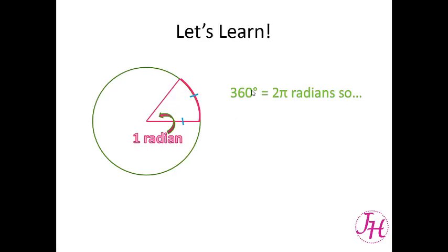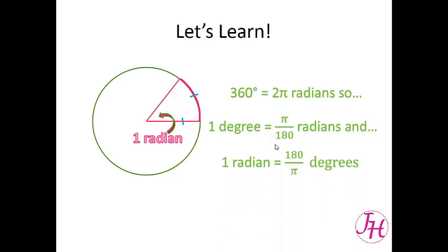Now we know that there are 360 degrees in a circle and 2 pi radians in a circle, so 360 degrees equals 2 pi radians. If we want to determine how many radians is 1 degree, we divide both sides by 360 and we simplify. So 1 degree is equal to pi over 180 radians. And also 1 radian is equal to 180 over pi degrees. Again, we divide both sides by 2 pi to get 1 radian, and then we simplify.